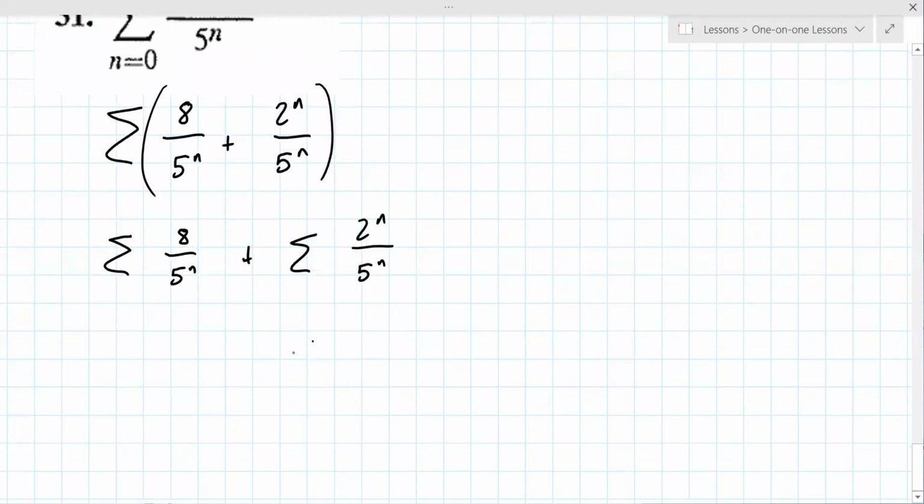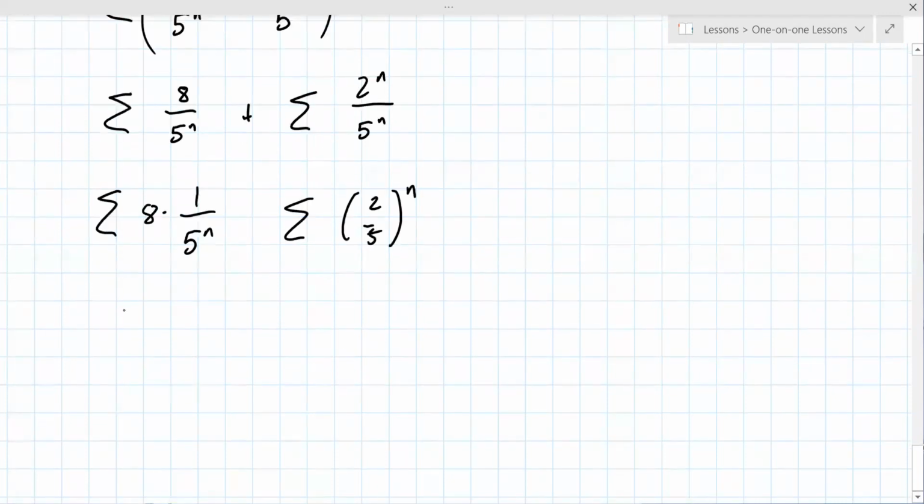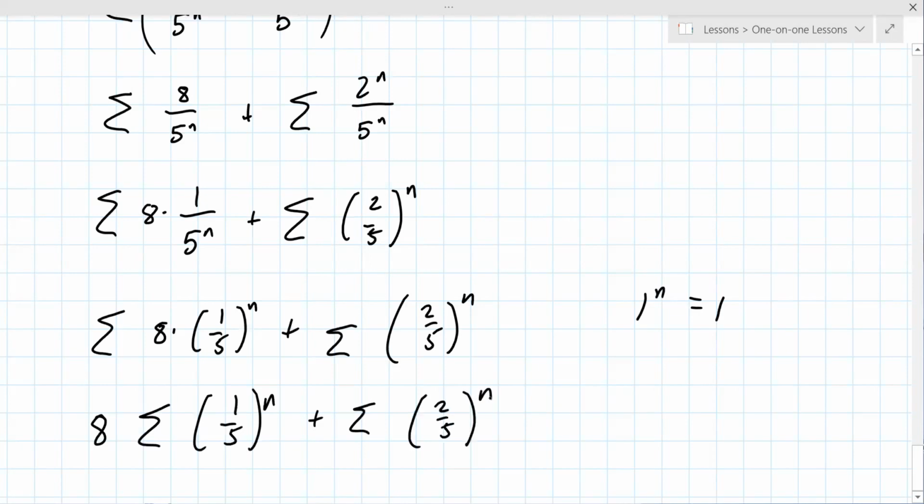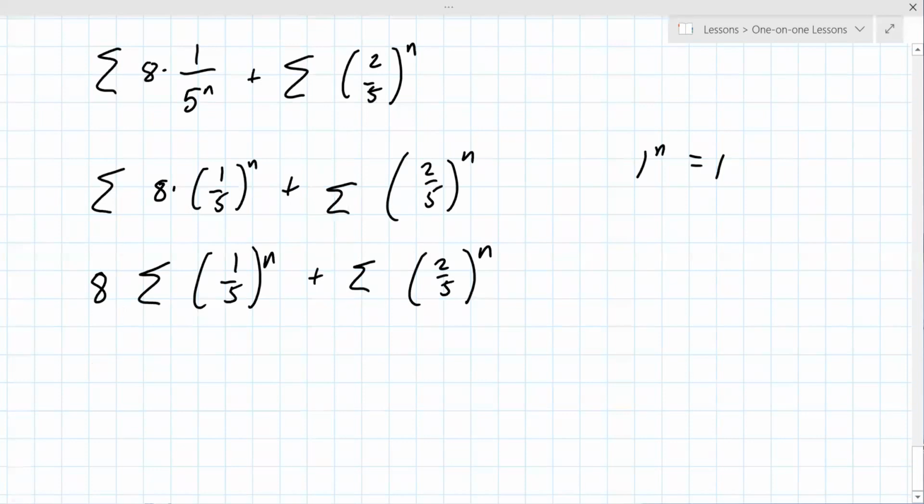And then on the right, I think this one's easier to see. This is 2/5 to the power of n. This is really 8 times 1 over 5 to the n on the left, and it can be written even further as 8 times 1/5 to the n, because 1 to the n is always 1. So that's why you can always do that. Okay. So this is all about being able to manipulate the original. This 8 comes out. This is 8 sigma 1/5 n plus sigma 2/5 n. Okay, so in each of these cases, you're starting at n equals 0 to infinity.